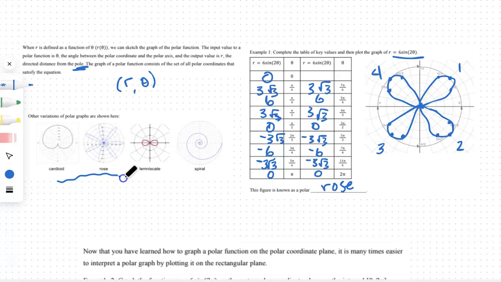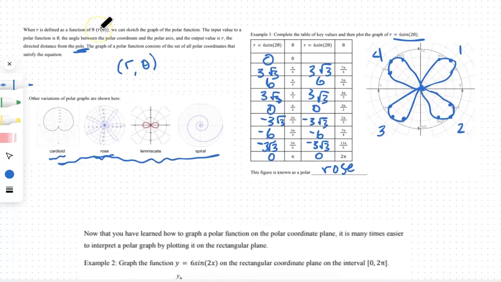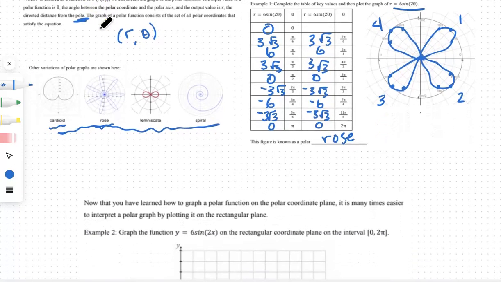Over here, we have several interesting figures that come out in polar coordinates, polar graphings. This is a cardioid because it looks like a heart. Here is a 7-leafed rose. This is called a lemniscate, which is the infinity symbol, and this is a spiral. Again, you're not required to know any of the shapes, but they're just interesting to see.